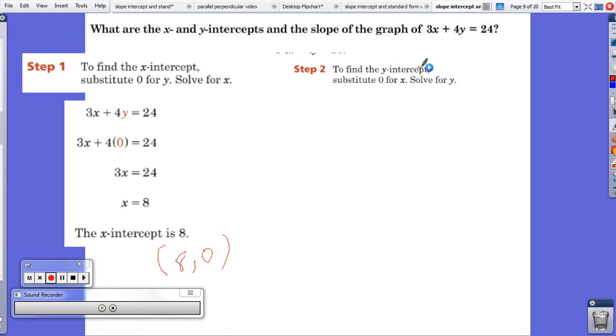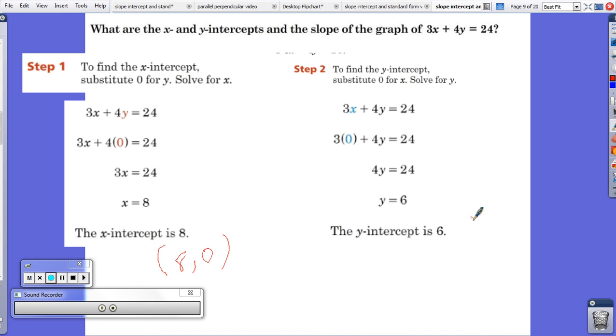We're going to find the y-intercept. Well, we're going to do the same thing over here, but now we're going to put in 0 for x. So if we put in 0 for x, 0 times 3 is 0, this goes away. And we're left with 4y is equal to 24, and then we solve for y. We put in 0 instead of x. This goes away. We have 4y is equal to 24. Divide by 4. Y is 6. So the y-intercept is 6.